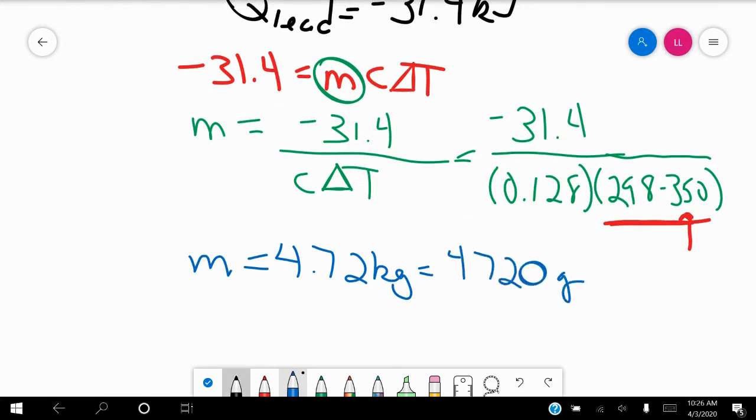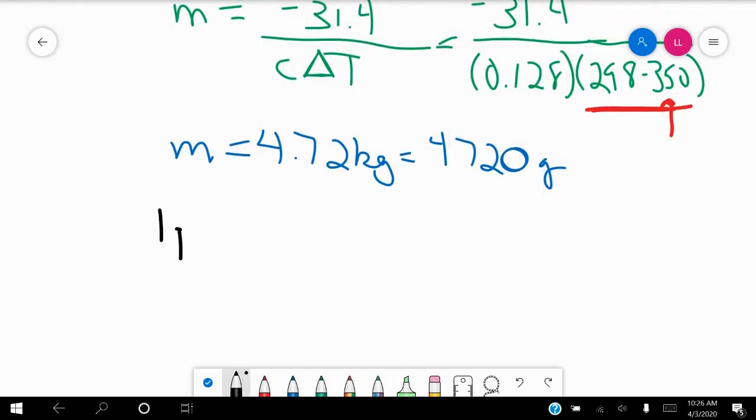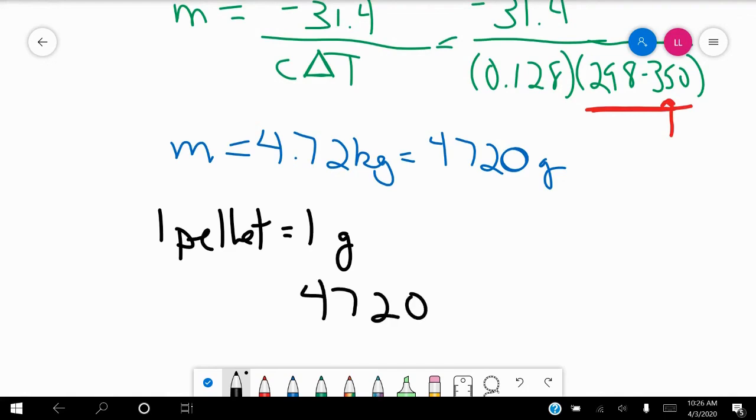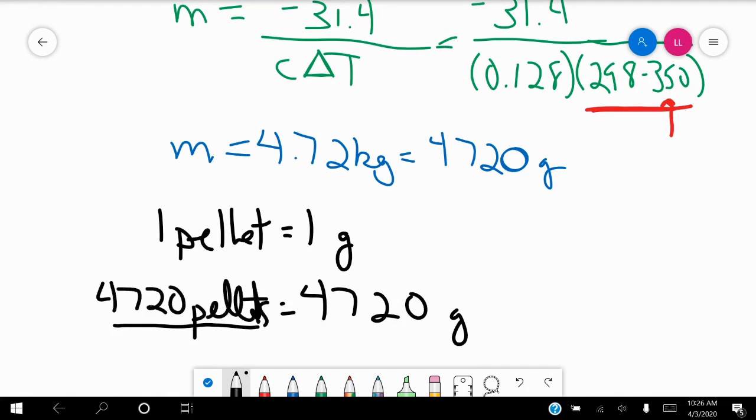But the question is not asking us for the mass of the lead. It was asking how many pellets were added. But they do tell us that one pellet is 1 gram. So if I have 4,720 grams, how many pellets do I have? Well, I have 4,720 pellets. And so here is your answer. It's 4,720 pellets were added to the 500 milliliters of water to change the temperature from 10 degrees Celsius to 25 degrees Celsius.